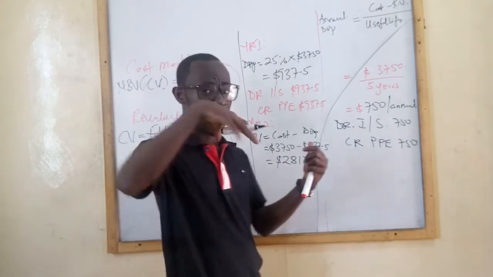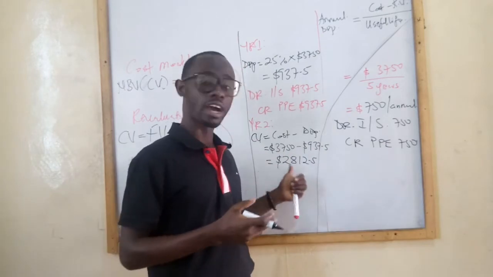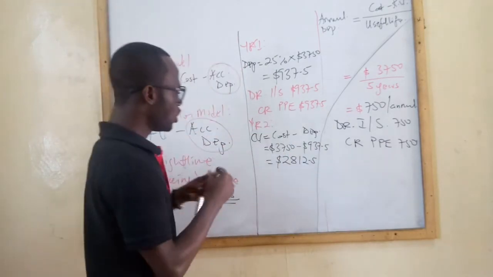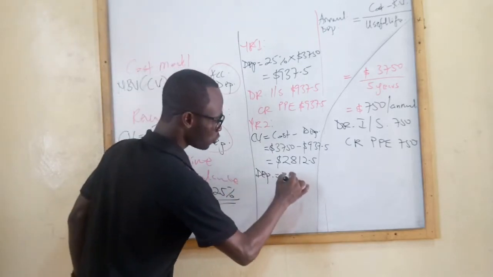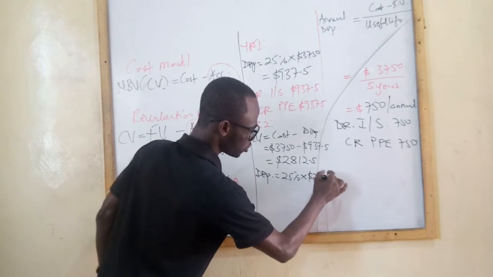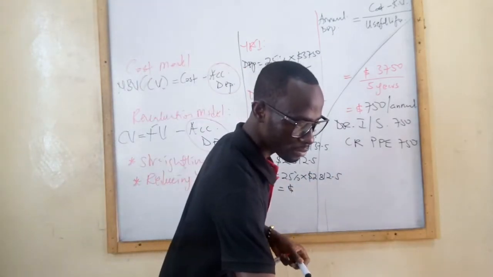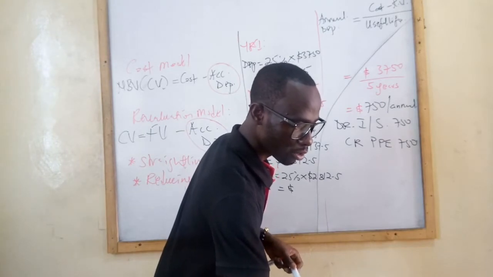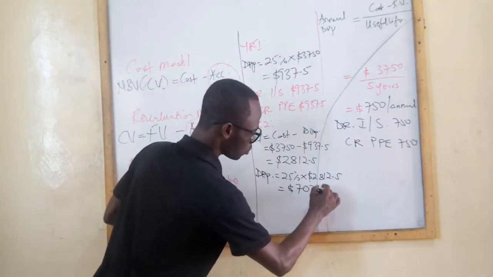So this is the carrying value of the asset as at the end of year 1. So as at the beginning of year 2, opening balance, this is the carrying value. So it is on this value that the depreciation for year 2 is going to be 25% of this particular figure, 2812.5. So what do I have? 25% of that, times 0.25, and that is 703.13.